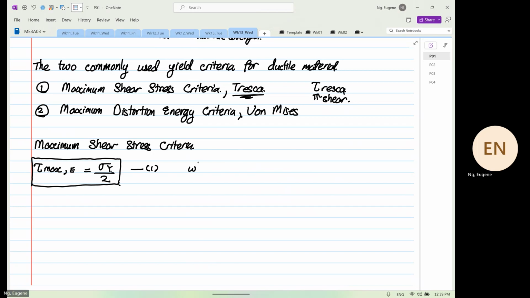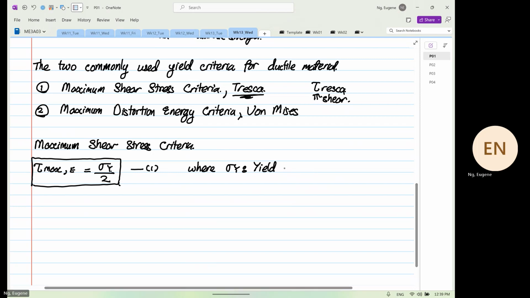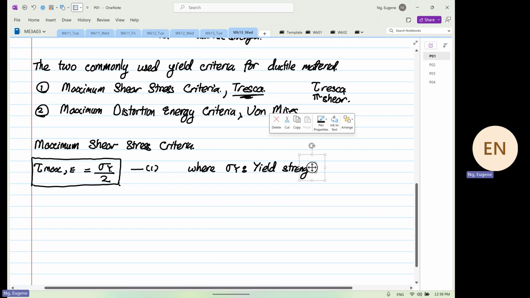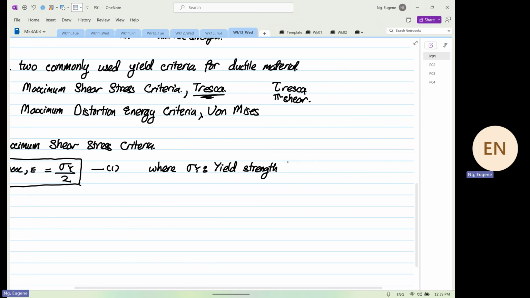Where stress Y is known as our yield strength. Whenever you see anything that talks about yield, they are acquired by what? They are acquired from experiment, and it is a what? Material property.